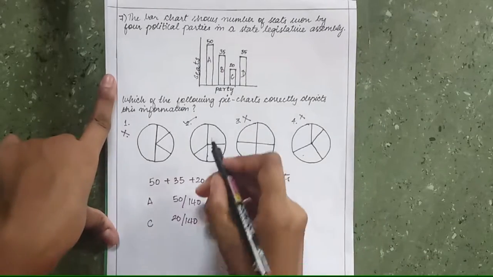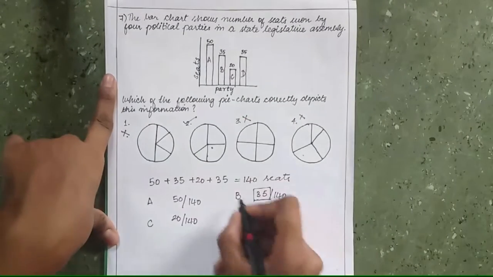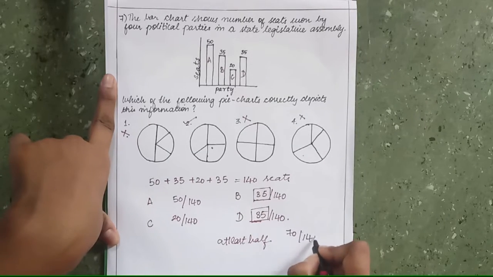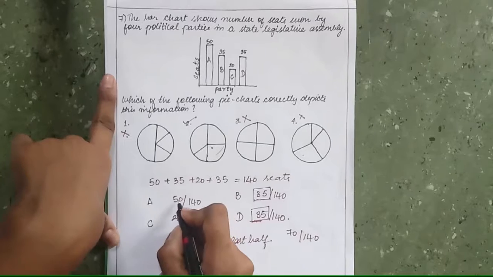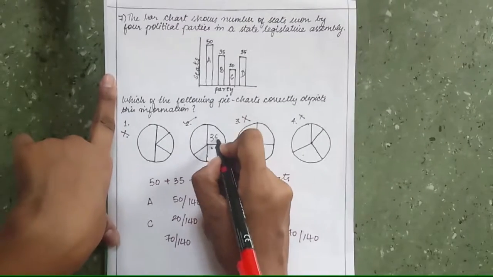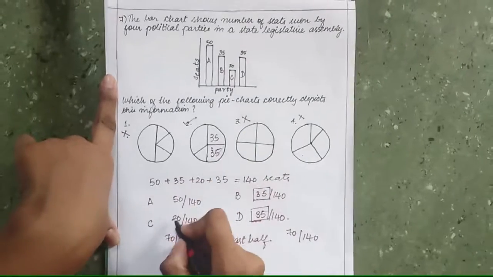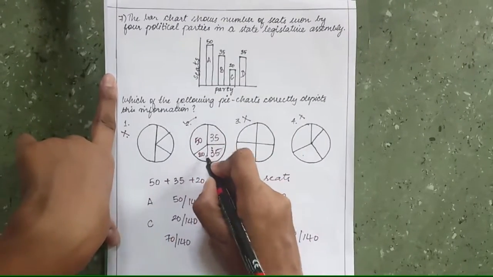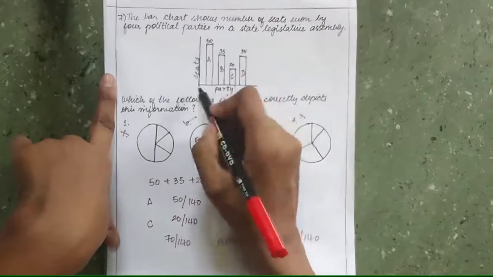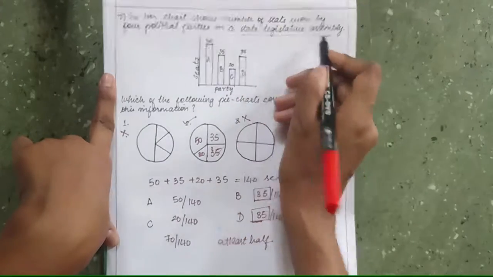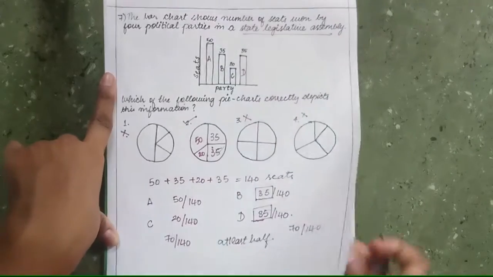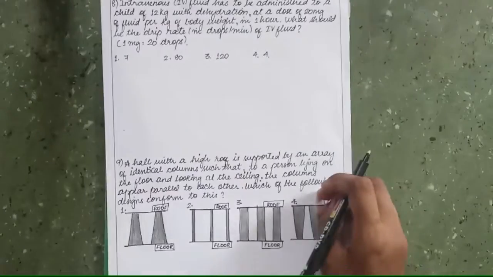Now to just verify our hypothesis, let us see how much this could be. 35 and 35 together form 70, which is 1/2 of the 140 seats. Similarly 50 and 20 form 70, which is the other half of 140. So this could be 35 and this could be 35, and among 50 and 20 this would be 50 and this would be 20. So this is the apt representation of the number of seats won in the state legislative assembly in the pie chart diagram. So option 2 is the correct option. Moving on to the next question.